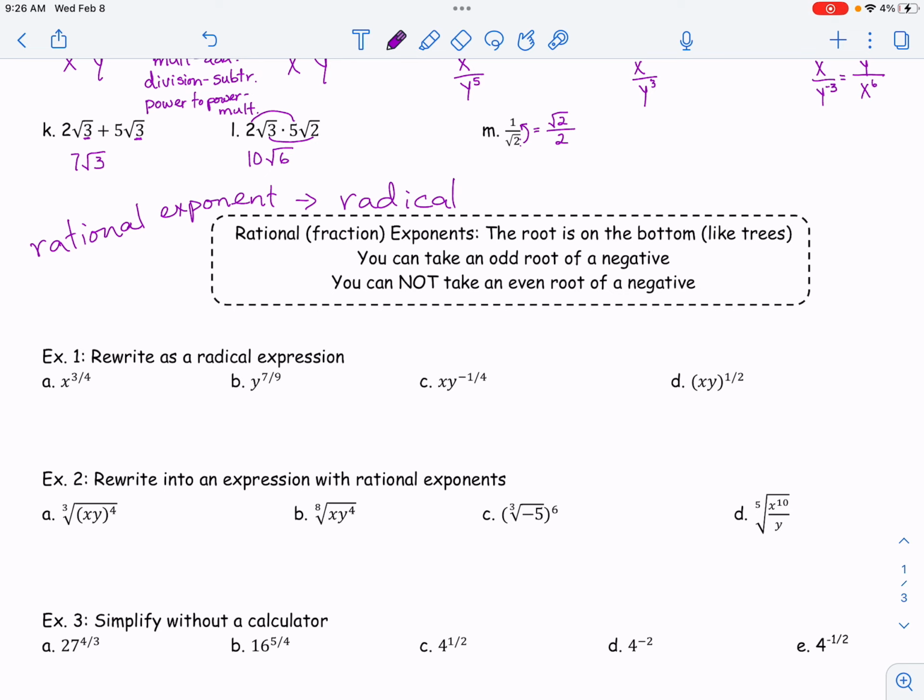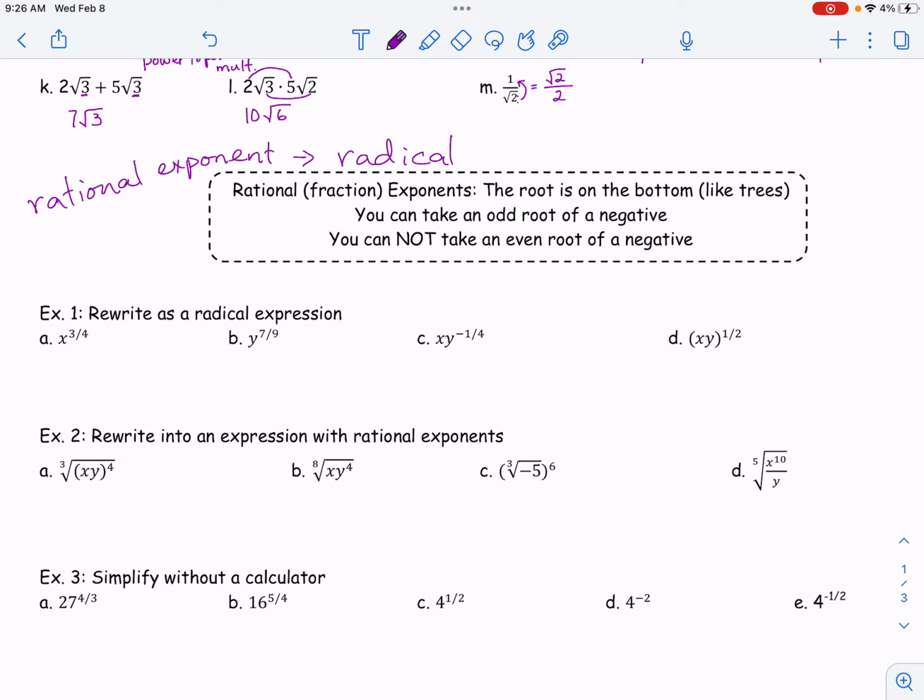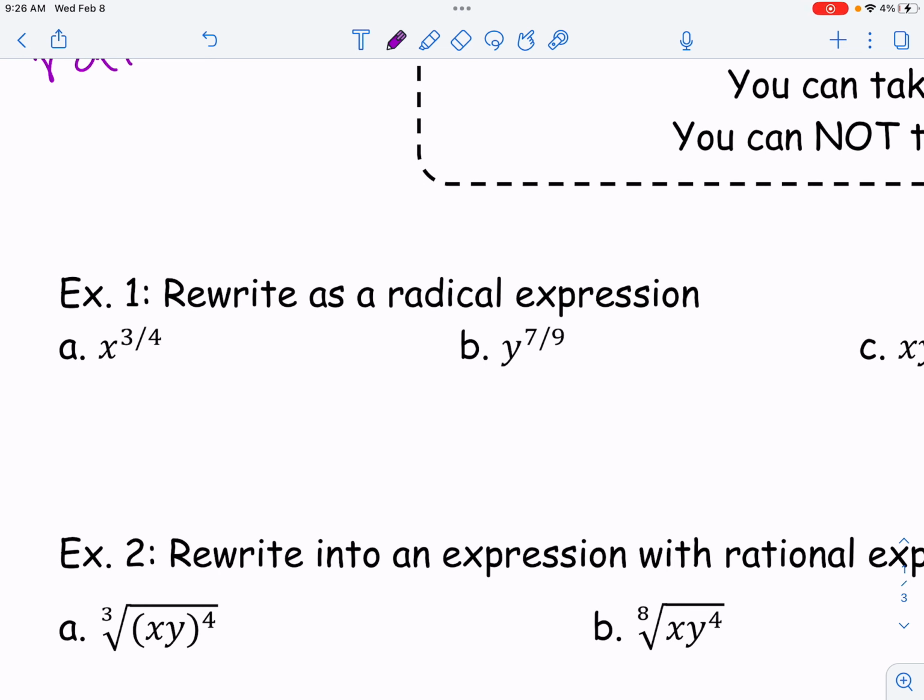So these are all in rational exponent form. We're going to change it to radical form. How you do that is you put your radical. This base is the number or variable that goes underneath the radical. That denominator becomes the index. The index is the number inside the radical. This 3 stays in exponent. This is rational exponent form, and this is radical form.